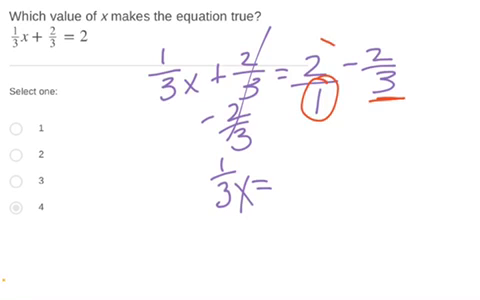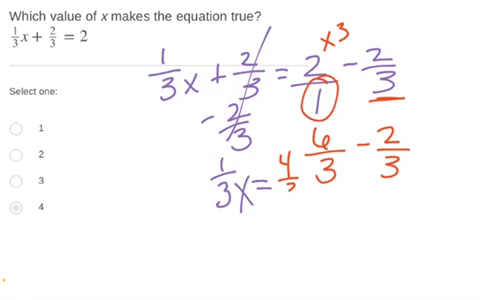So to do that, I can just multiply the whole thing times 3. So 2 times 3 is 6. 1 times 3 is 3. Now I have a common denominator of 3, and I can just subtract. So I have 1/3 equals 6/3 minus 2/3. Well, 6 minus 2 is 4/3. Okay, so now I have 1/3 x equals 4/3.